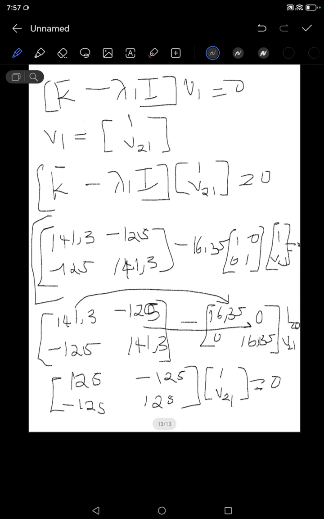Remember, if it's on this side, we can also write it here, v21, which means this 125 is going to multiply with 1, and this negative 125 is going to multiply with v21. So we're going to have two equations, but you can use any, you're still going to get the same answer. So we're going to have 125 multiplied by 1 minus 125 multiplied by v21 equals 0. Or we can have negative 125 plus 125 v21 equals 0.